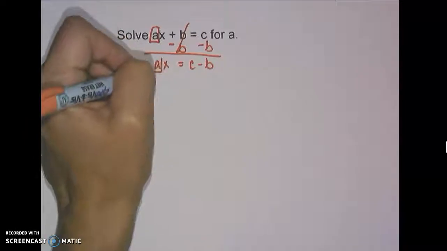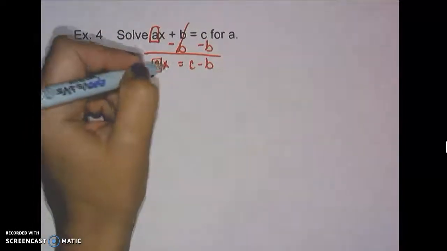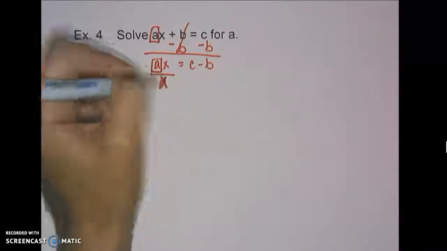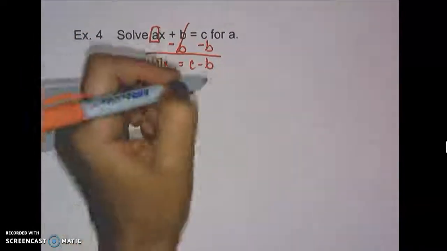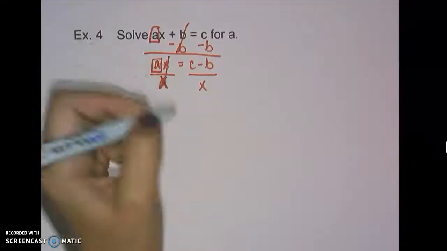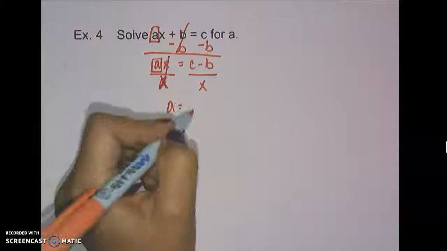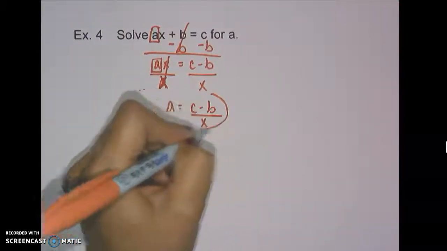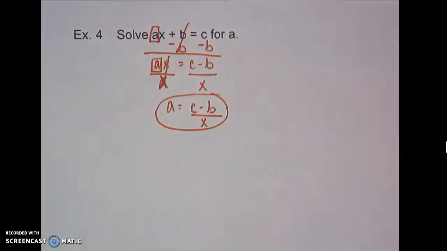We're still trying to get a by itself. A is being multiplied by x. That means we're going to divide by x, because we're trying to get a by itself. We're going to divide that entire piece by x on the right-hand side. And a would equal c minus b all over x. We have no idea what any of those variables stand for, so we can't simplify them at all along the way.